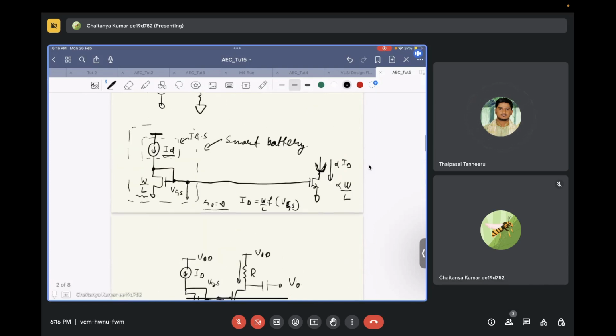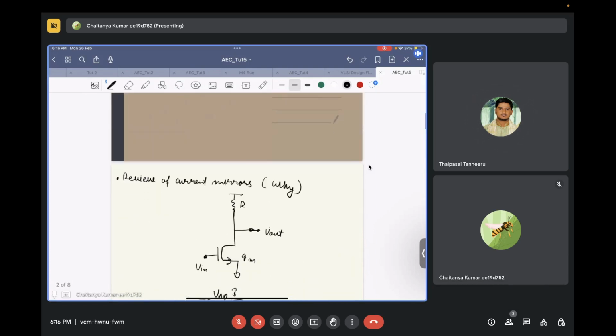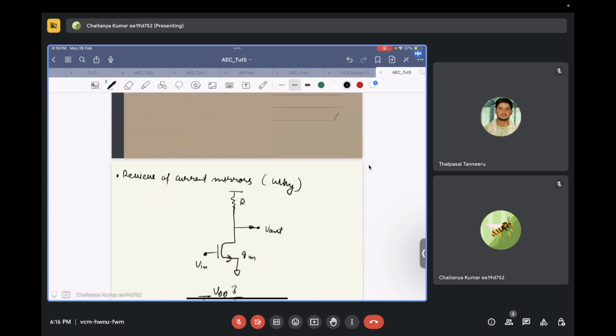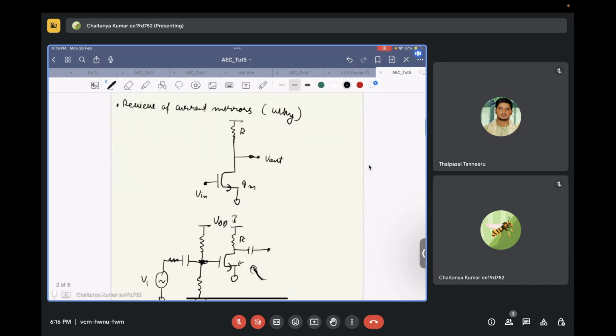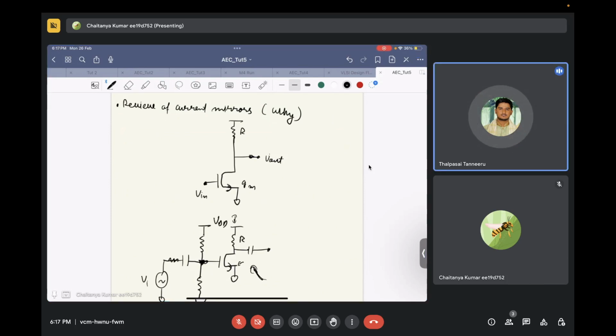I will just give a quick review. We are reviewing current mirrors today. So first of all, we reviewed why we need current mirrors. Do you have any recollection of why you exactly need current mirrors? Sir, we can replicate the same current by using the current biasing.